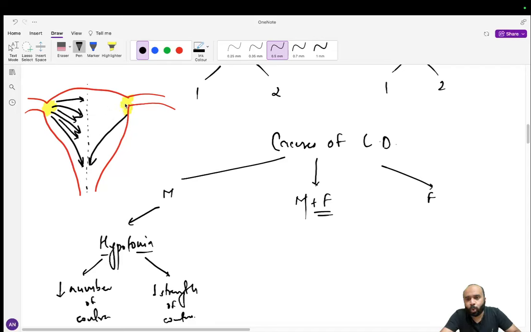There are only one or two contractions. This is just a depiction. So they are not strong enough. This will lead to uterine dyssynergia. What is dyssynergia? There are several contractile forces from one end, but from here there are only a few that are coming. What will this do?